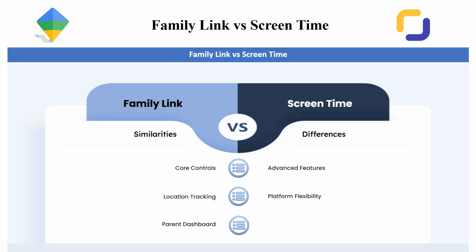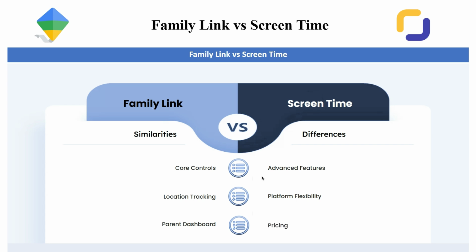Next, we have platform flexibility. Family Link is built mainly for Android and Google accounts. It works best inside the Google ecosystem. Screen Time supports multiple platforms and isn't tied to one ecosystem. If your household uses mixed devices, Screen Time may be more flexible. If you're fully Android or Google, Family Link integrates naturally.